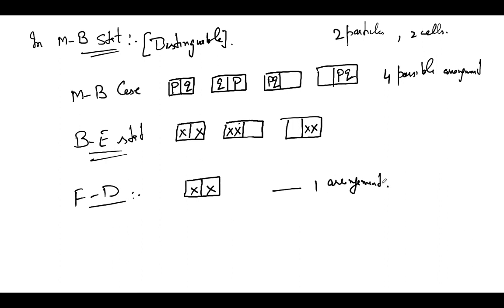When there are a larger number of cells and comparatively fewer particles to be arranged in them, there is no great difference between these three statistics, because the probability of any cell containing more than one particle is very small. But when the number of particles is very large compared to the number of cells, then these three statistics lead to different results. So this is the basic idea of these three types of statistics and the major difference between them.